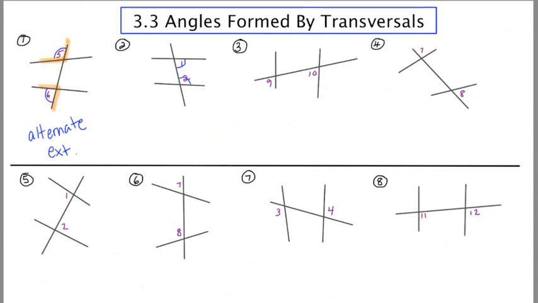Okay, so the next one, number two, I'm going to highlight the two angles. I'm going to get out my highlighter. I'm going to shade wherever the tick mark is touching. And now I see the letter C. So I know this is going to be same side interior.